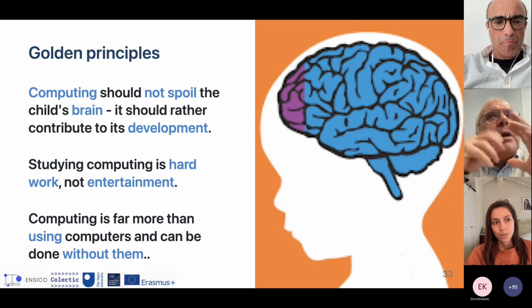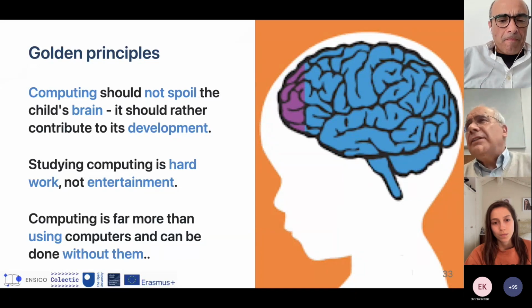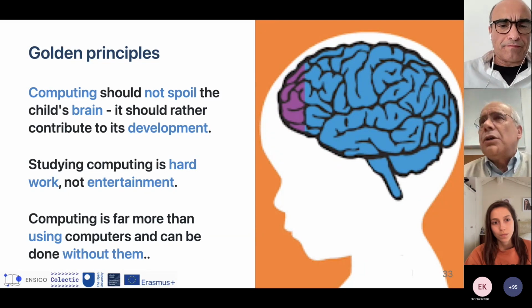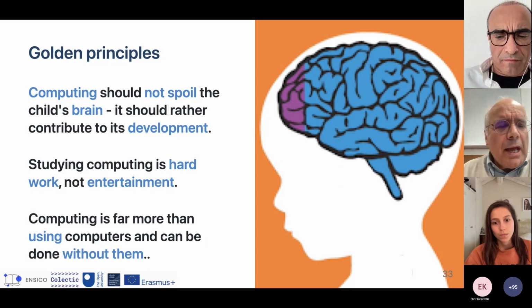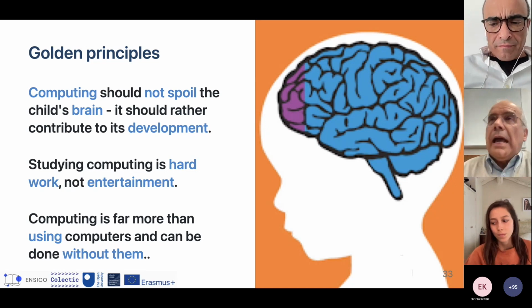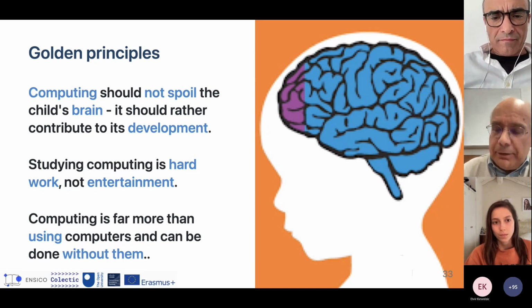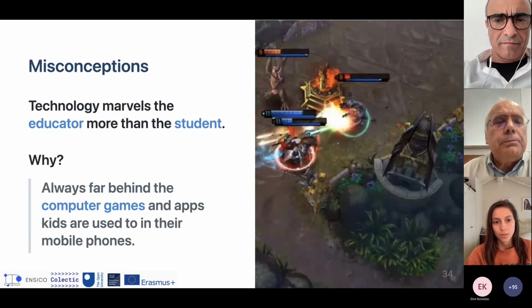Well, it's not hard work by definition. It is as hard as the other disciplines. Maths is hard work. Mother language is hard work. Teaching a foreign language is hard work. So this should be at exactly the same level, and not a second level course, which you do when you have time, okay? And computing is far more than using computers. And as our unplugged method shows, you can actually do computing without a computer.